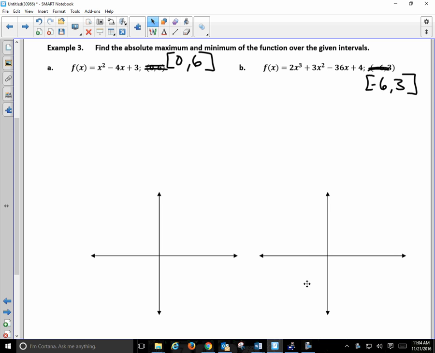Makes a parabola. And so what we're wondering is what is the largest value and the smallest value over that given interval. And the first thing that we're going to do is check the endpoints. We're going to see what f of 0 is and what f of 6 is.